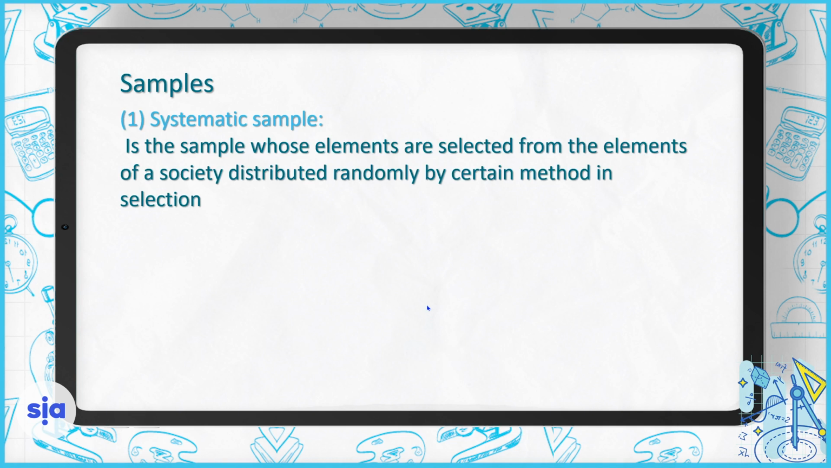What's the first type of samples? It's the systematic sample, which is the sample whose elements are selected from the elements of a society distributed randomly by a certain method in selection.